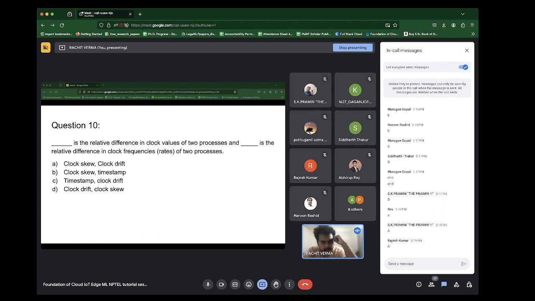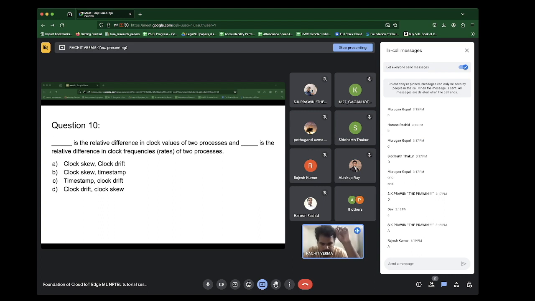Okay, fine. So three of you chose option A. So a lot of you have said option A. The relative difference in clock values of two processes is the clock skew. The relative difference in the clock frequencies of the two processes is called the clock drift.